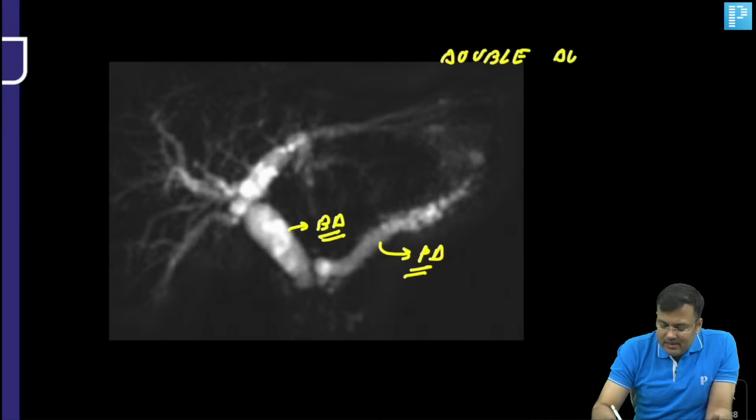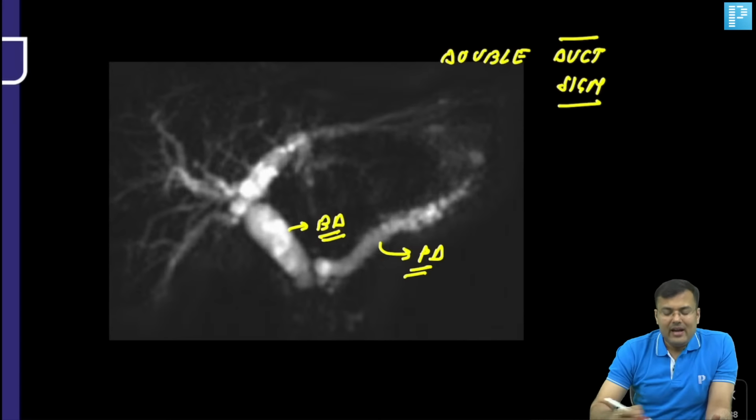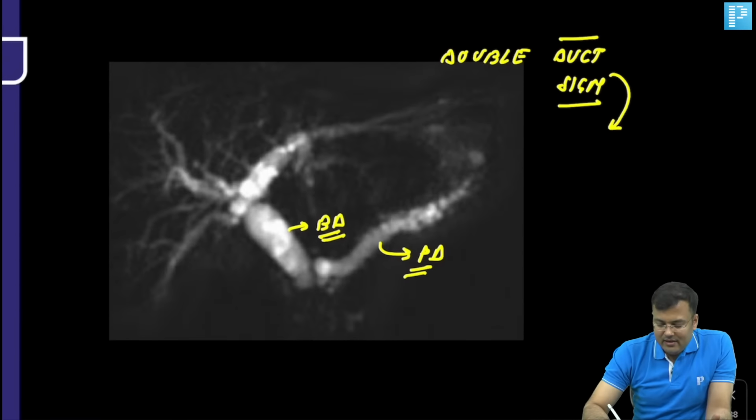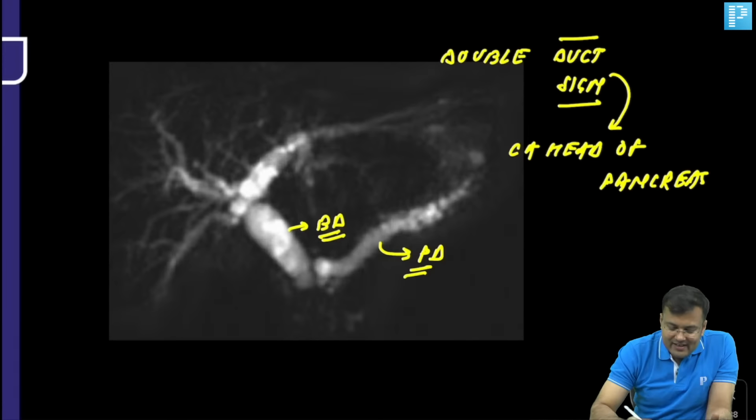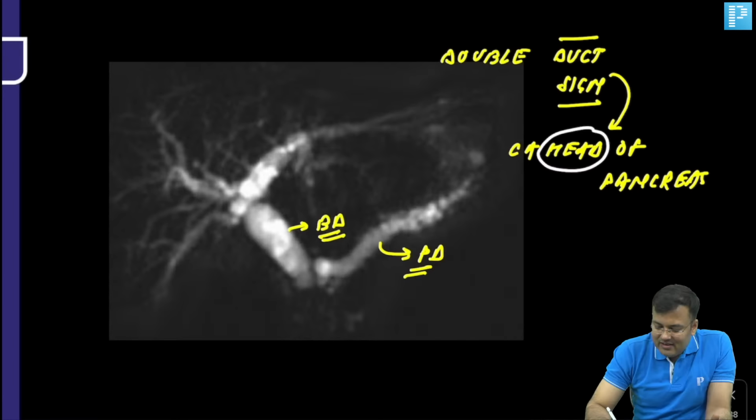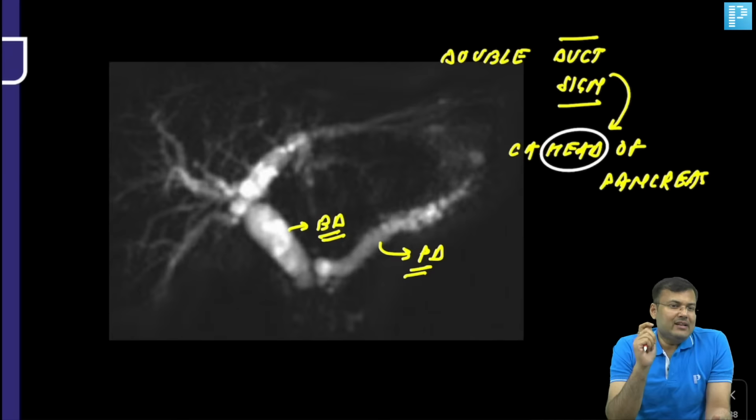This is double duct sign. Double duct sign is seen in carcinoma head of pancreas. Get this into your head, because in exam you forget the head. I am repeating: antral pad sign, reverse 3 sign of Frostberg, widening of C loop of duodenum, as well as double duct sign. All these are seen in carcinoma head of pancreas.